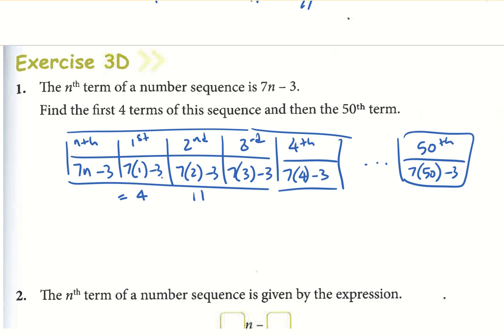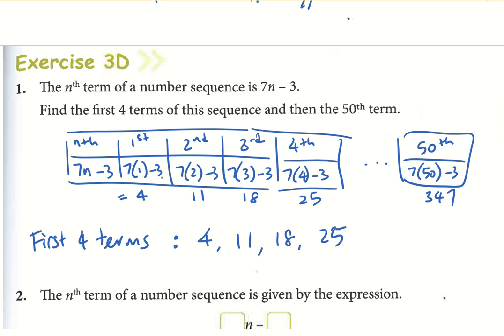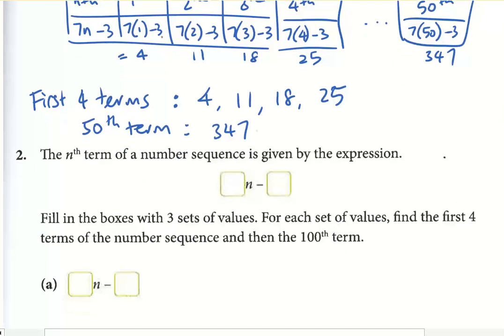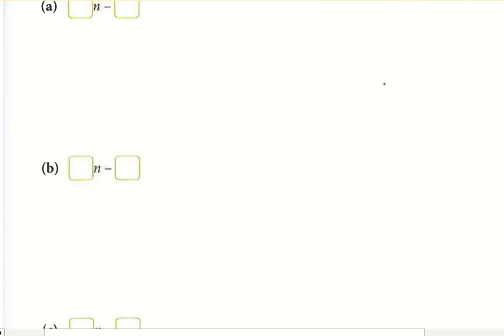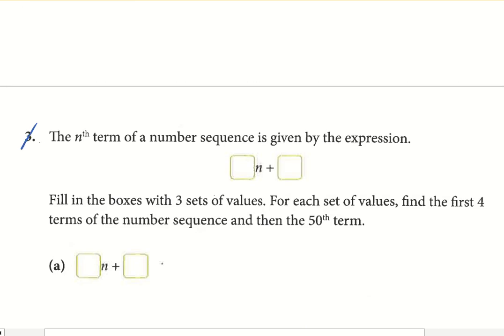So you notice that we're just adding 7. So 18, next one plus 7, we get 25. Next, 7 times 50 is 350. Then minus 3, you get 347. So first 4 terms: 4, 11, 18, 25. 50th term, 347. Okay, so I told you we didn't need to do question 2. We also do not need to do question 3.